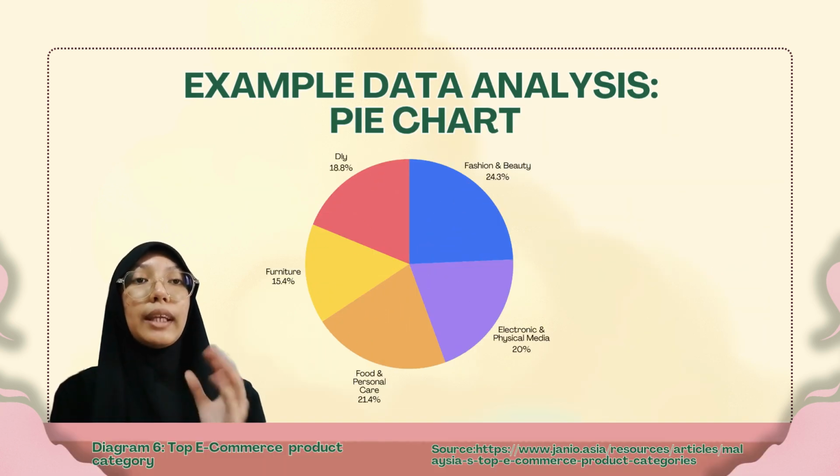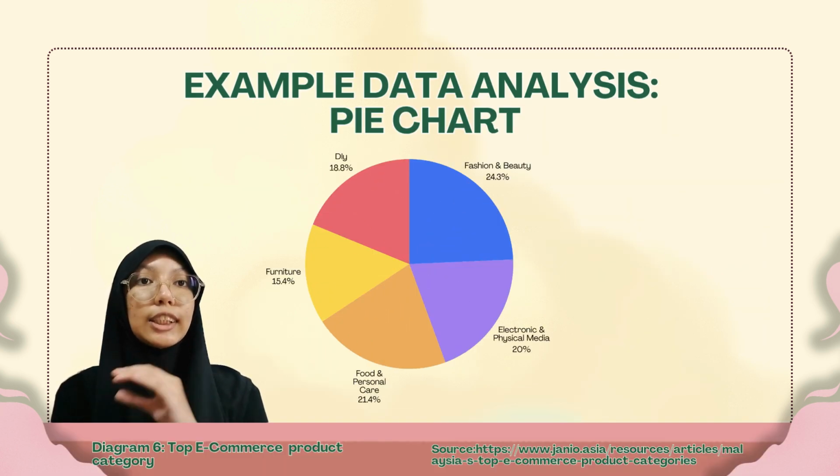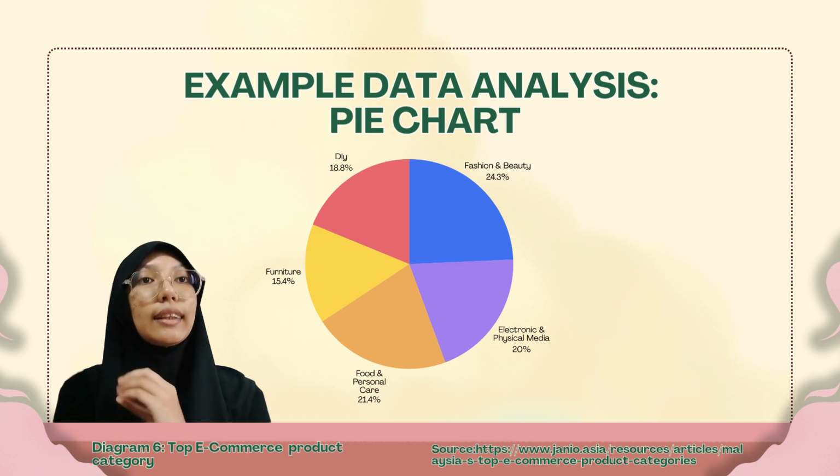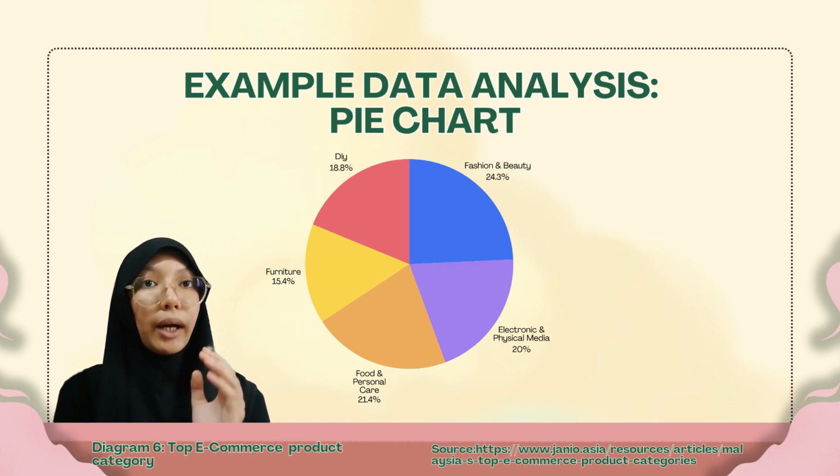Next, I will explain the pie chart. The pie chart shows the top e-commerce product categories in Malaysia. It tells us what people usually buy online.